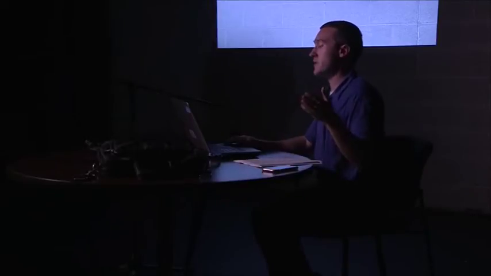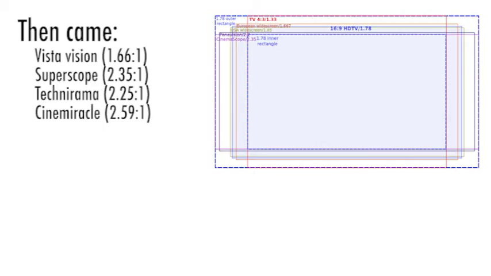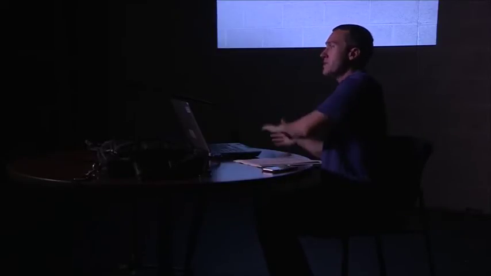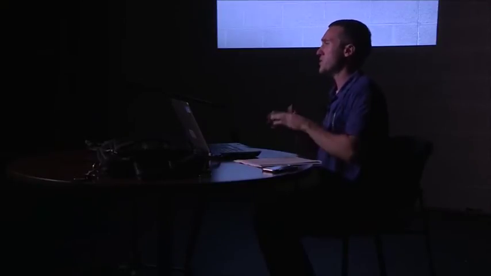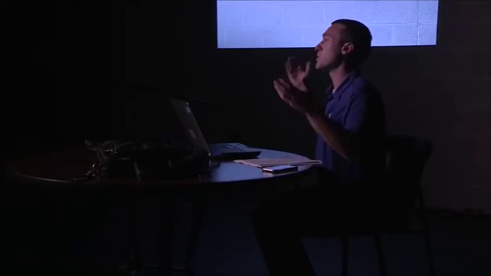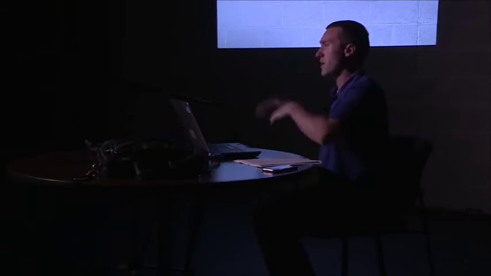Okay, so after the original Cinerama, they created VistaVision, which was 1.66 by 1, Super Scope, which was 2.35 by 1, Technorama, which is 2.25 by 1, Cinemiracle, that was 2.59 by 1. So all these different resolutions that were being created in the 1950s, 1960s, and nobody really could settle on one standard, because filmmakers were like, well, I'm going to shoot my film on this standard, or I'm going to shoot my film on this. And so nobody really thought, well, let's just create one aspect ratio that'll work with everybody, because filmmakers were experimenting. They had these big egos. They were like, oh, I'm going to shoot my film on this, whatever.